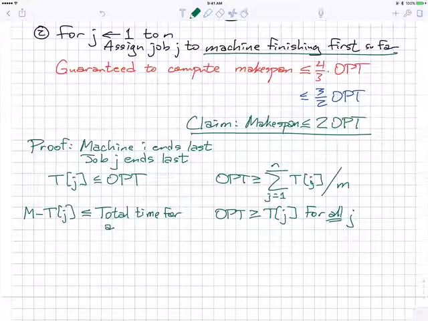For any machine. I mean, it's obviously shorter than the total running time for machine I, because N is the running time. But it's less than the total running time for any other machine also. Now, I'm almost done.